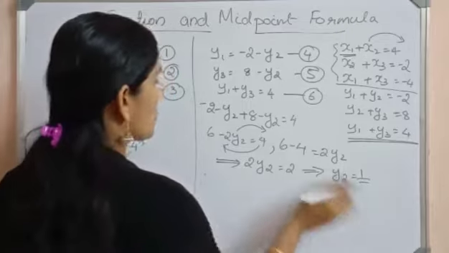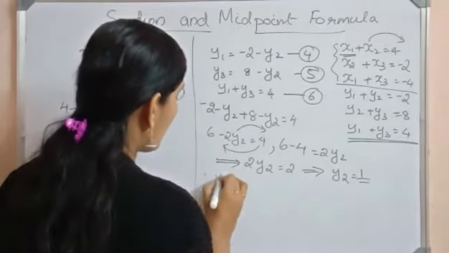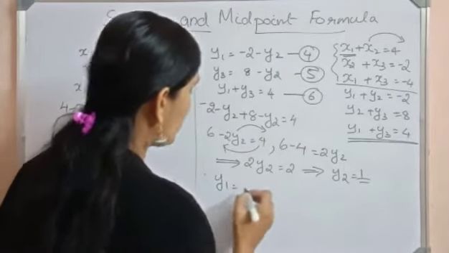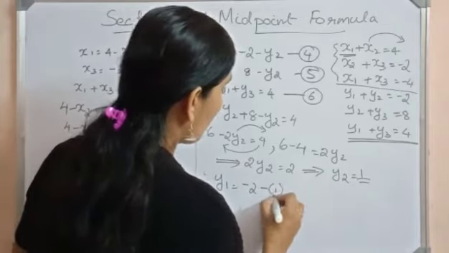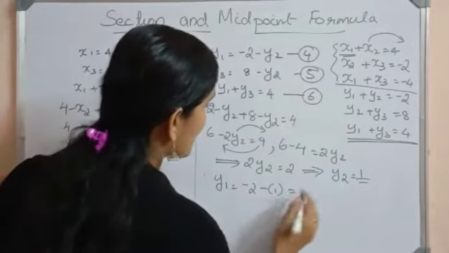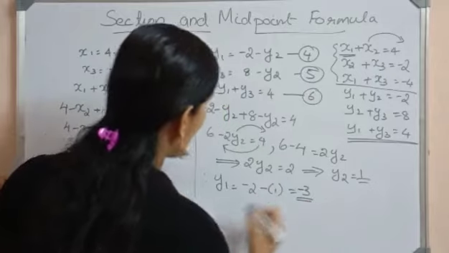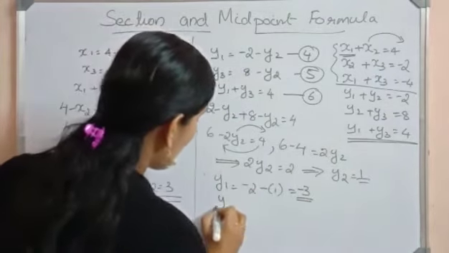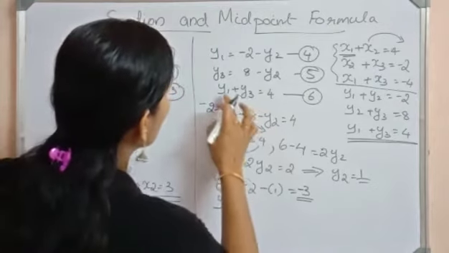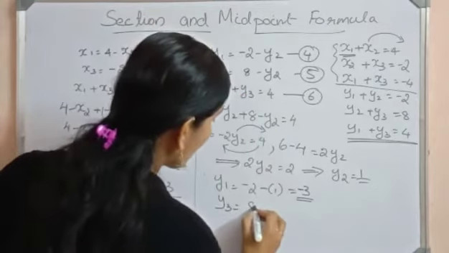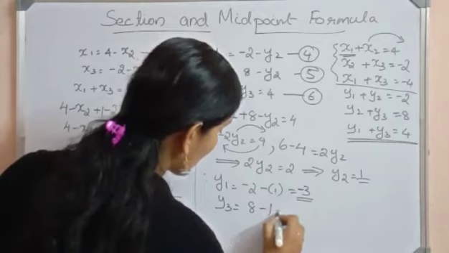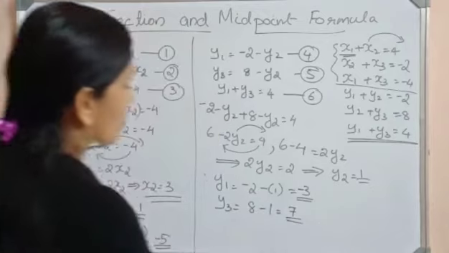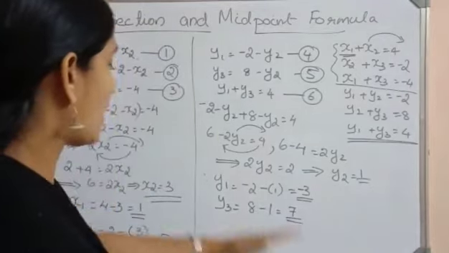Therefore, substitute this value in the first equation. We get the value of y1 as y1 is equal to minus 2 minus 1, which is minus 3. Now substitute the value of y2 in equation number 5. We get y3 is equal to 8 minus y2, 8 minus 1, that's equal to 7. So these are the values of y here.